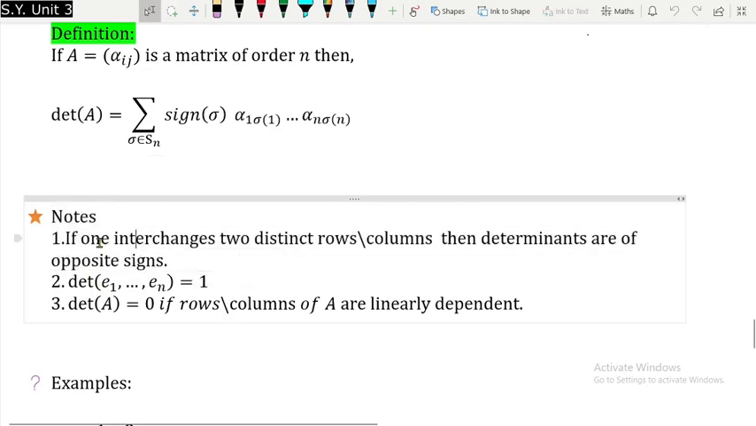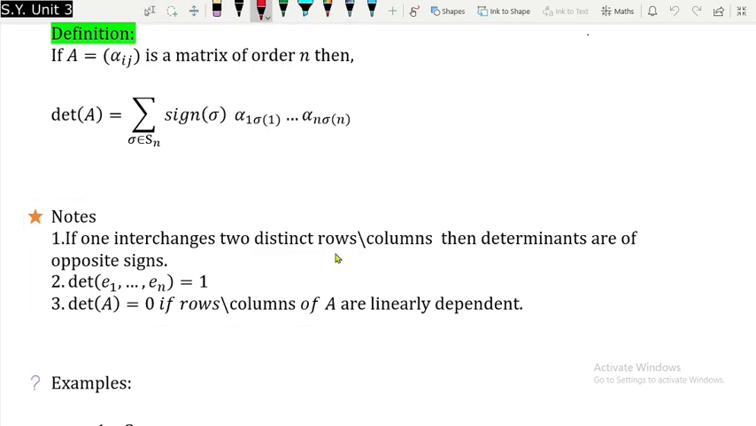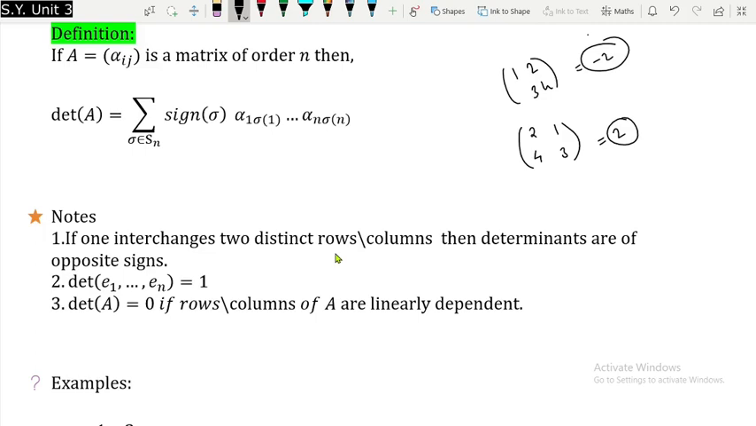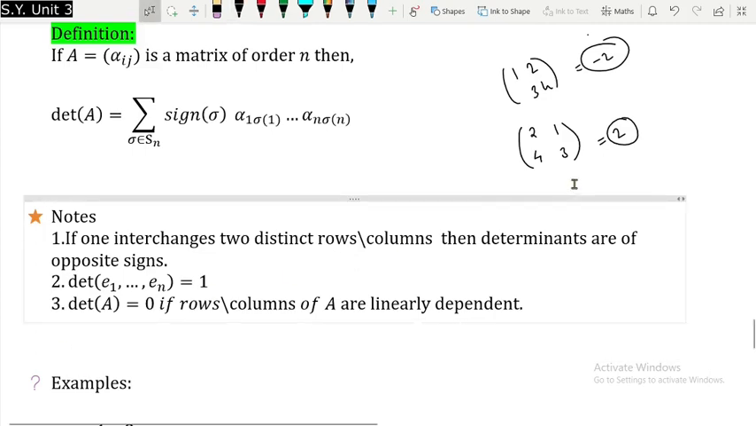A few important things: if one interchanges two distinct rows or columns, then the determinants are of opposite signs. Means suppose you have some matrix, this is an important property to note, we will prove it afterwards. Suppose you have 1 2 3 4, this is a matrix, and suppose I interchange the columns to get 2 4 1 3, then the determinant will simply change sign because we are interchanging the columns. If you go for the determinant, it will be -2, and over here it is going to be 2. So you can see there is only a change in the sign. Okay, so that is what the first note is saying.